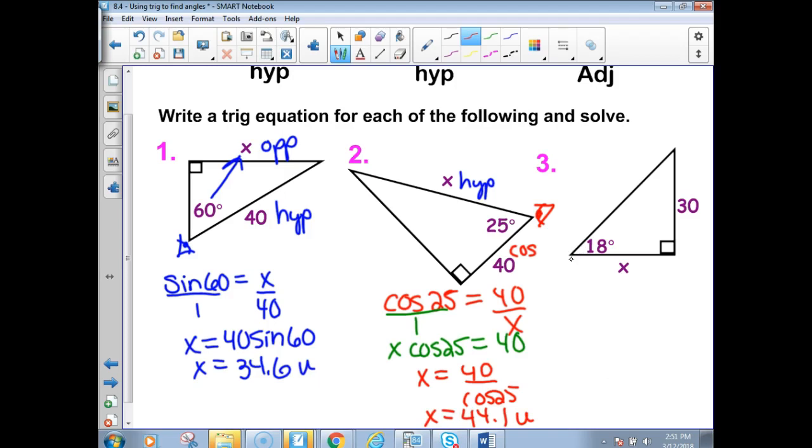All right, number 3. That one is the tangent. The tangent of 18 is 30 over x.